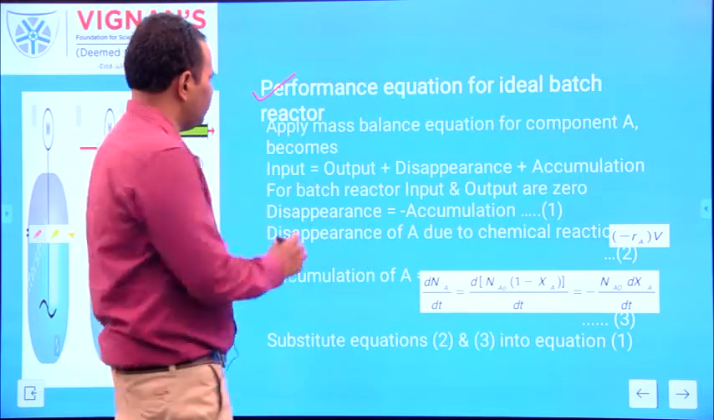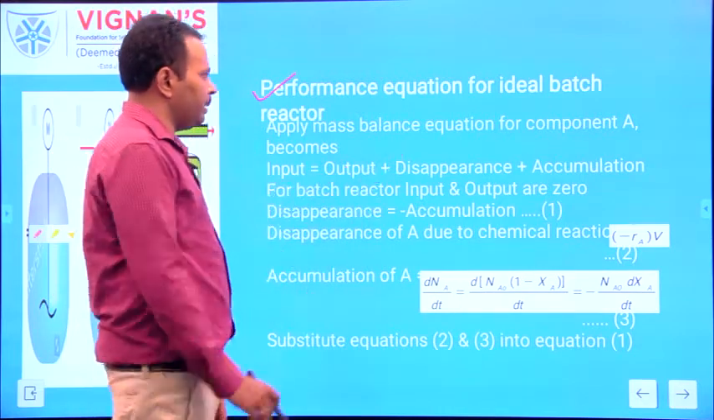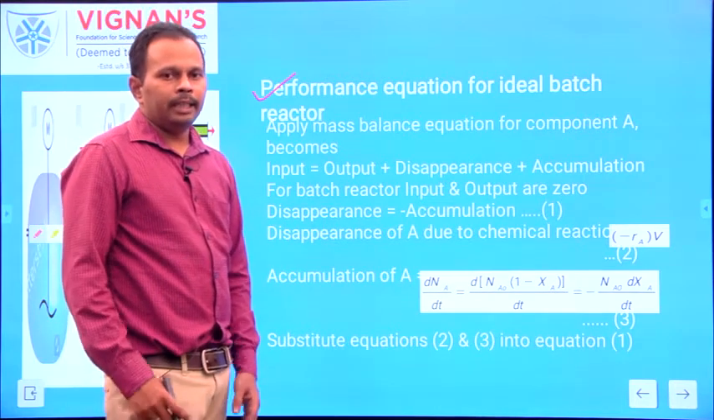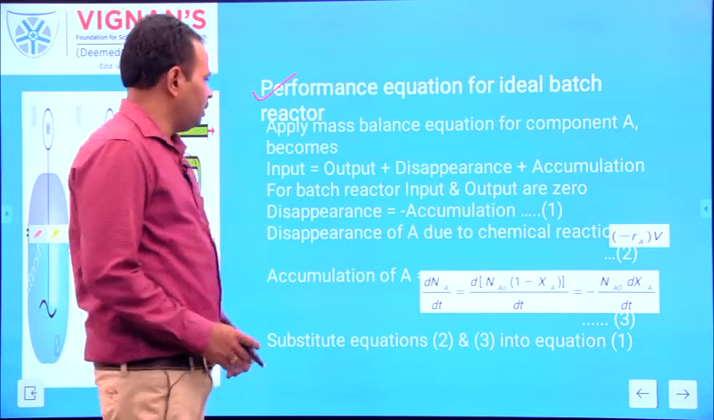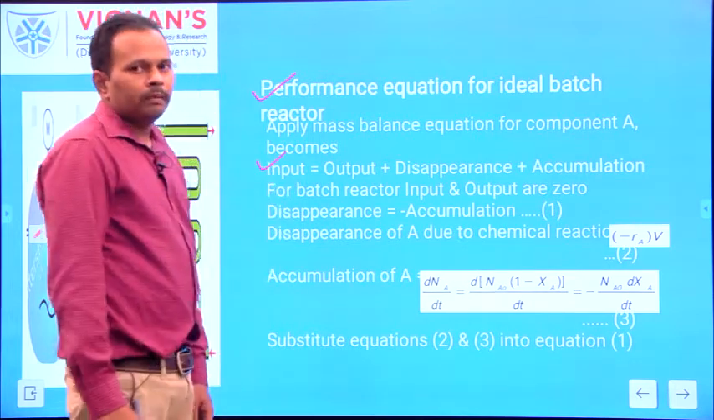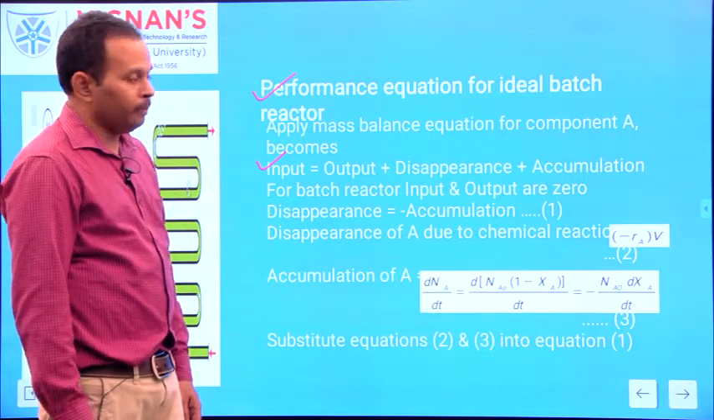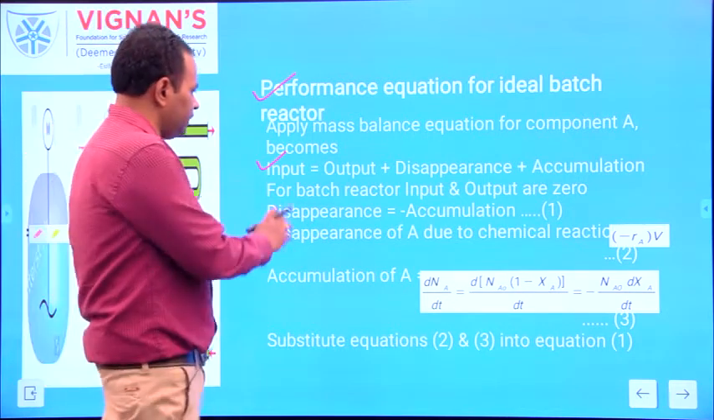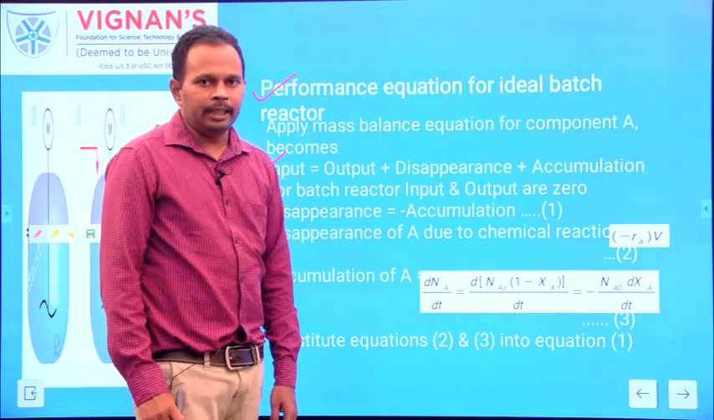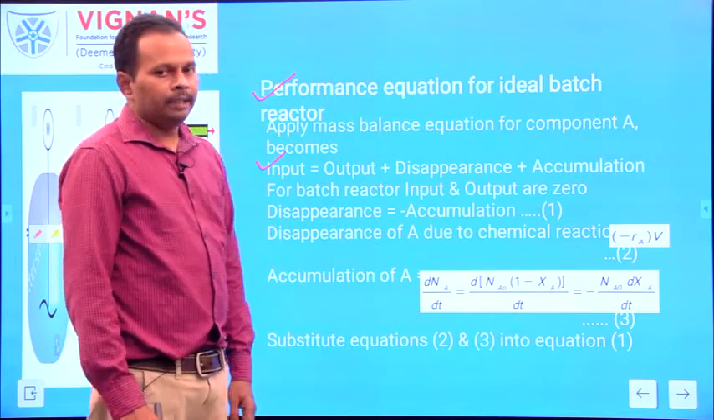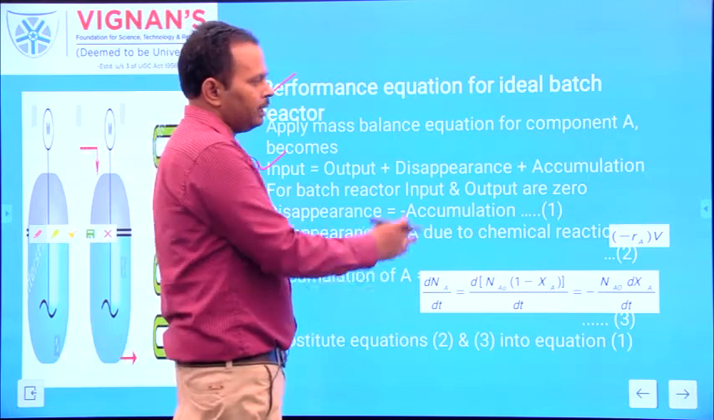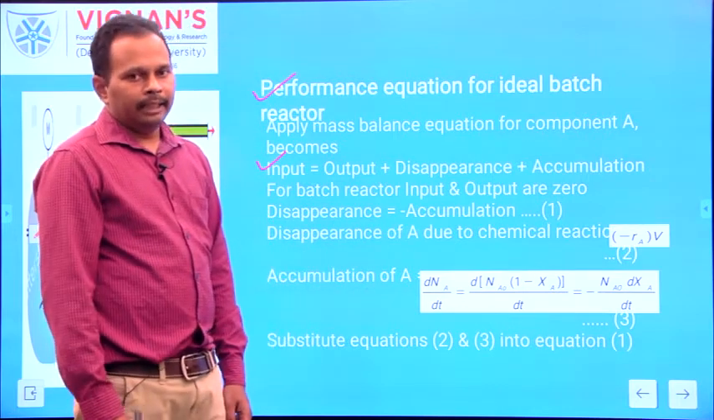So here we apply the mass balance equation for component A, considered as the reactant. What is the mass balance equation? Input equals output plus disappearance plus accumulation. That is, the rate at which reactant A enters the reactor equals the rate at which reactant A leaves the reactor, plus the rate of disappearance of the reactant due to chemical or biochemical reaction, plus the rate of accumulation of the reactant within the reactor volume.